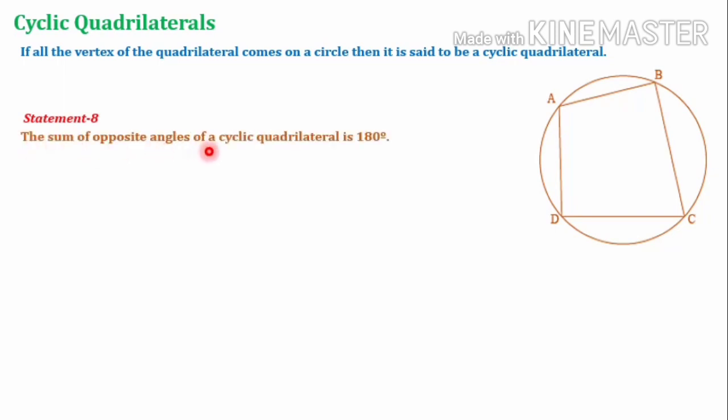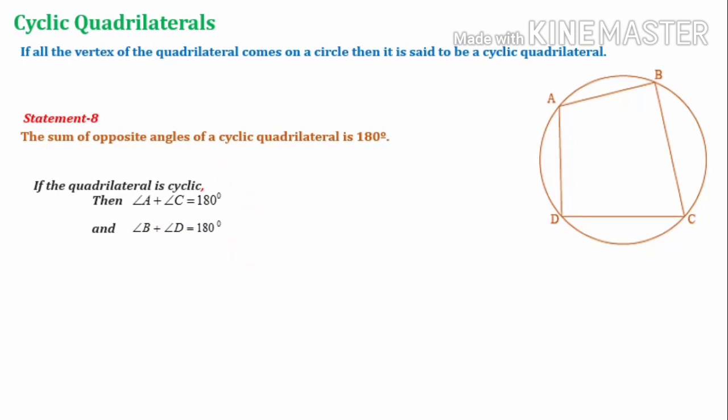There is statement number 8 we have to study. The sum of the opposite angles of a cyclic quadrilateral is 180 degrees. Sum of opposite angles: here angle A, if I take, angle C is the opposite angle. Angle B, if I take, angle D is the opposite angle. So if the quadrilateral is cyclic, then angle A plus angle C is 180 degrees. Opposite angles are 180 degrees. Again angle B plus angle D is also 180 degrees.